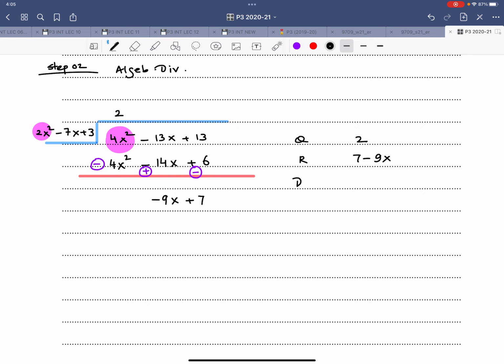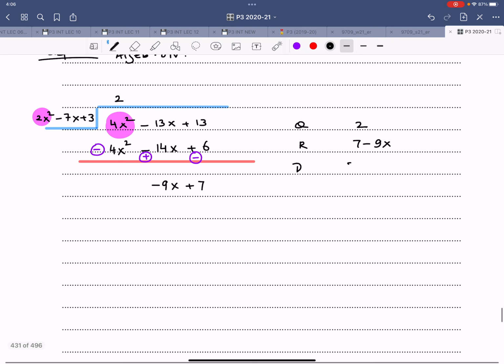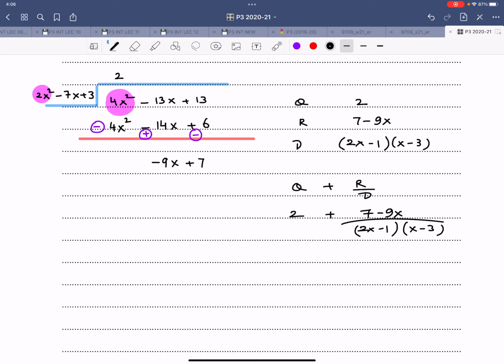You can write it like this. The divisor is this quadratic, which is 2x minus 1, x minus 3. This is the factorized form. And then you write this thing as quotient plus remainder over divisor. Quotient is 2, remainder is 7 minus 9x, and the divisor is 2x minus 1 and x minus 3. So now the partial fraction working will be for this thing.